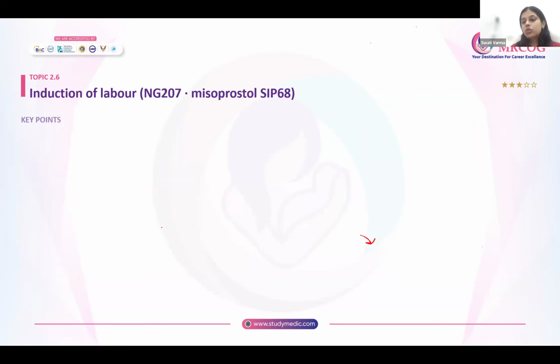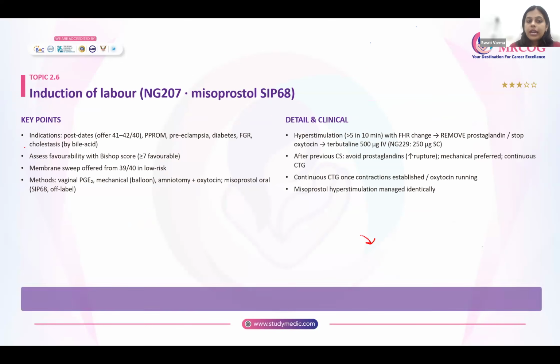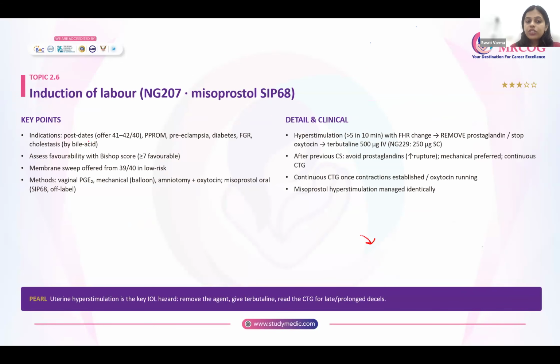Now let's come to induction of labor. Indications, first have a look at indications. Post dates, start offering induction at 41 to 42 weeks. PPROM, preeclampsia at 37 weeks. Diabetes at 38 to 40 weeks depending on what kind of diabetes is there. FGR depending on whatever are her Doppler findings. And cholestasis depending on the bile acid levels. These are common indications of induction of labor.